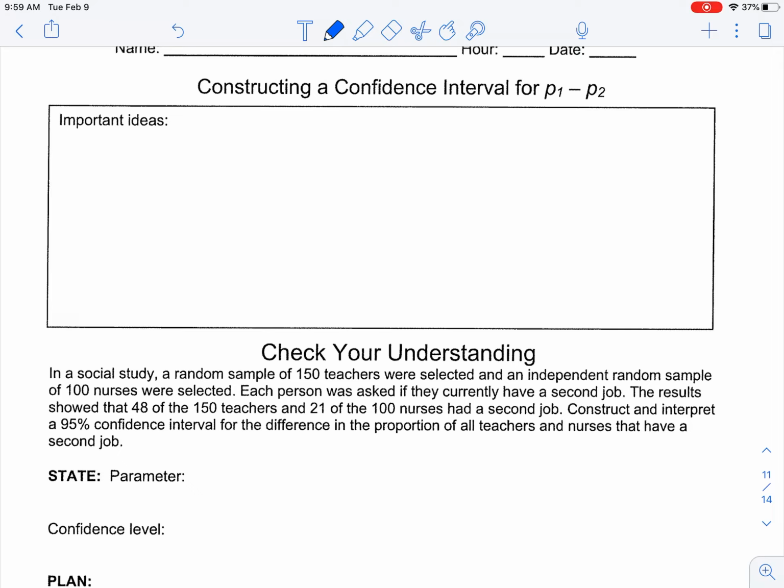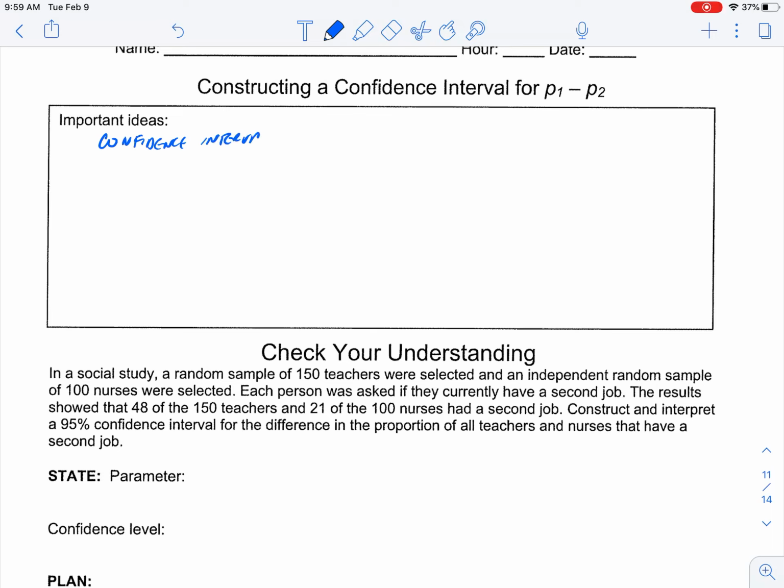Welcome back. Today we're going to talk about constructing a confidence interval for P1 minus P2. So this would be a difference of proportions. And so when we start to go about actually constructing this interval, there's some considerations that we need to take. We're going to use our state, plan, do, conclude model, and we're going to talk about what exactly a certain type of interval might mean.